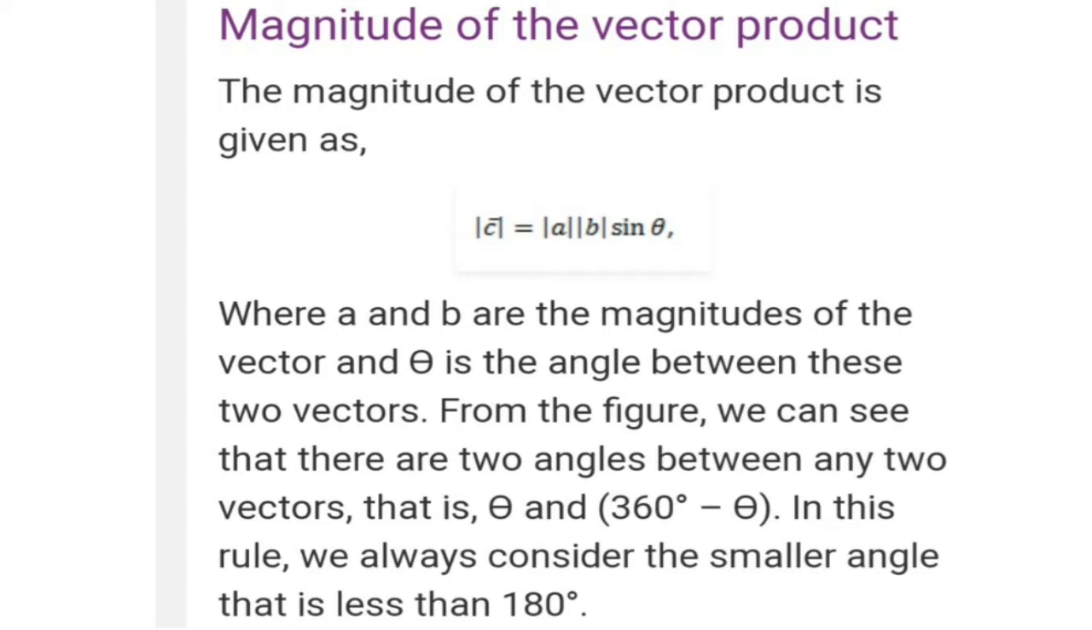So magnitude of the vector product is AB sine theta. We know A and B are the magnitudes of the two vectors, and theta is the angle between the two vectors. When we say theta, theta should be the angle between the two vectors so that it should be less than 180 degree. Otherwise, it can be either theta, or you can take it as 360 minus theta also. But when you take theta, it should be an angle which is less than 180 degree.